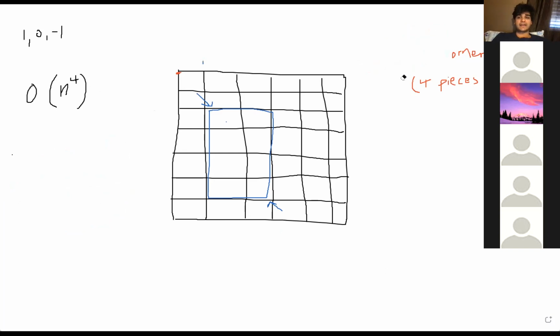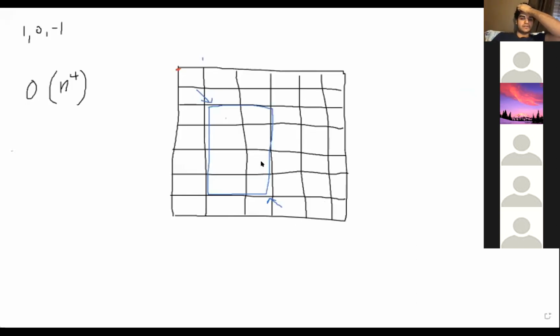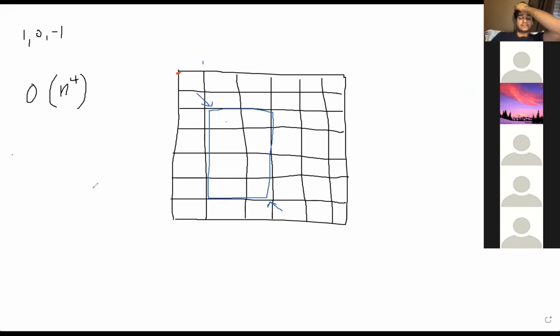So going all the way back to where we came from, this was all just to discuss what the brute force solution would look like. So we iterate over all n to the 4 subgrids, and then what? Then we just check them all, right? And so how long would it take to check a subgrid?